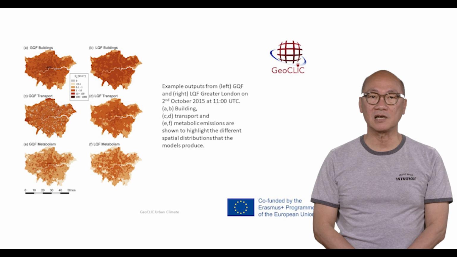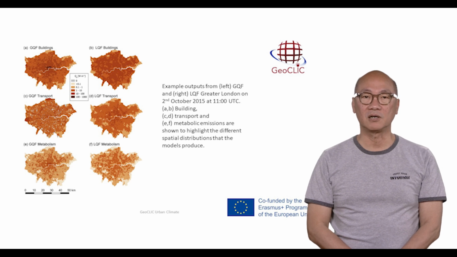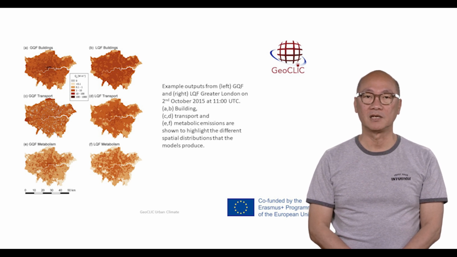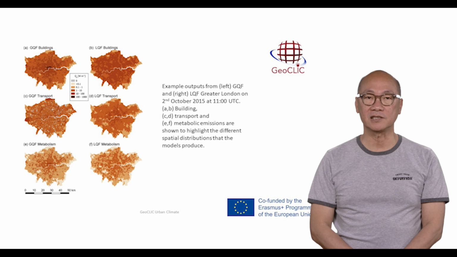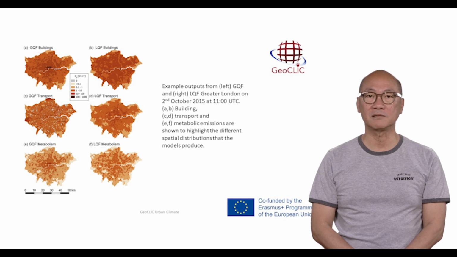This figure is an example of Greater London in October 2015. The input data is population density. The figures B, D, F to the right show larger anthropogenic heat towards the city center. The spatial scales are limited to 1 kilometer.